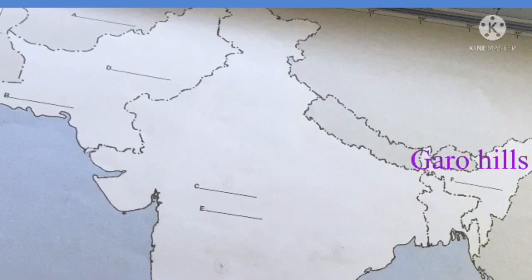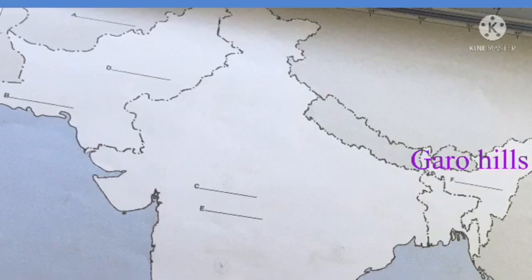Children, next one is the hills in the northeast where agriculture developed in the ancient past. What is the answer for that question, children? Yes, Garo Hills. What is the spelling for Garo Hills? G-A-R-O, Garo Hills, H-I-L-L-S. The hills in the northeast where agriculture developed in the ancient past. Okay, what is that hill? Garo Hills, G-A-R-O, H-I-L-L-S.